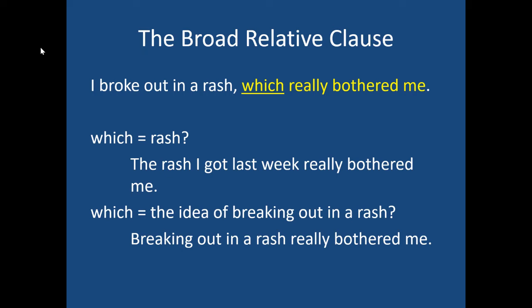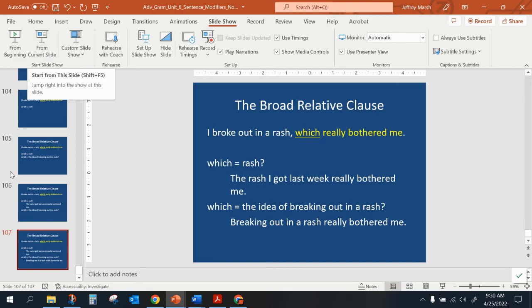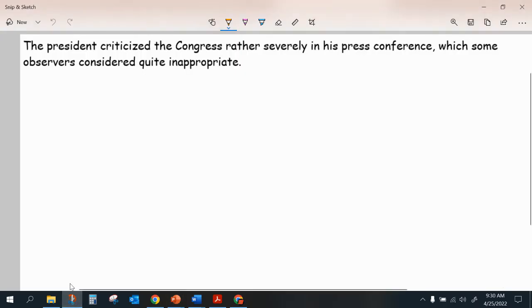But it's important for us to understand exactly what it looks like. So let's take a look at a diagram of this. Change my screens. Here we go. So what if I said the president criticized the Congress rather severely in his press conference, which surprised some observers, which some observers considered quite inappropriate?